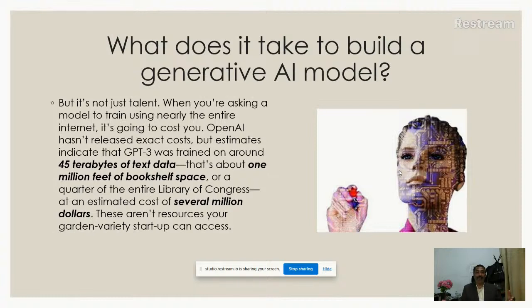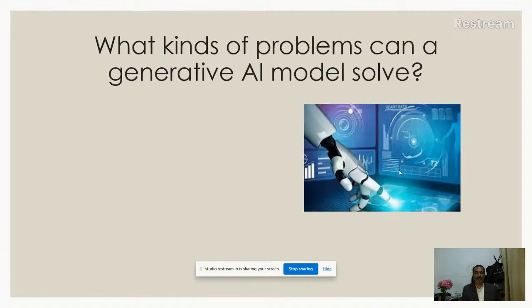Maybe it may amount to 1 million feet of bookshelf space, and also the investment could be as high as several millions of dollars. So, as supply chain executives, we need to learn and adopt this system in our profession going through the future.